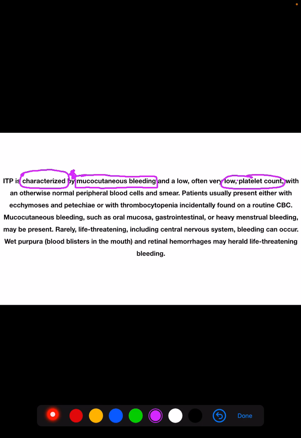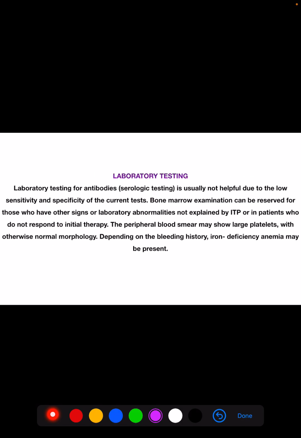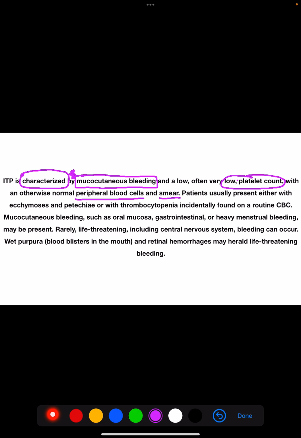with otherwise normal peripheral blood cells and smear. ITP is characterized by mucocutaneous bleeding. How does a patient present? The patient will have ecchymosis and petechiae, or thrombocytopenia. This thrombocytopenia can be incidentally found on a routine complete blood picture.